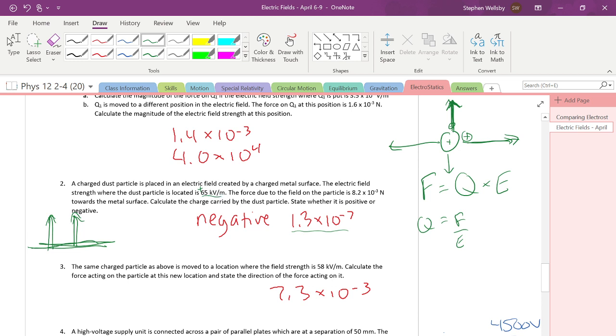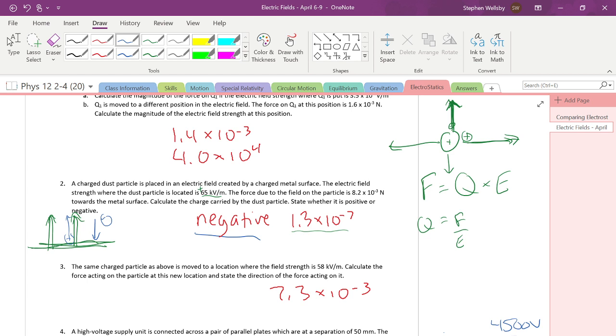Now the force is going to be towards the metal surface. So our force is going in this direction here. What does that tell us about the charge on that particle? Well, the field lines tell us a positive charge would be repelled, and since this charge is going towards the surface, this charge must be negative. Does that answer your question for question 2?